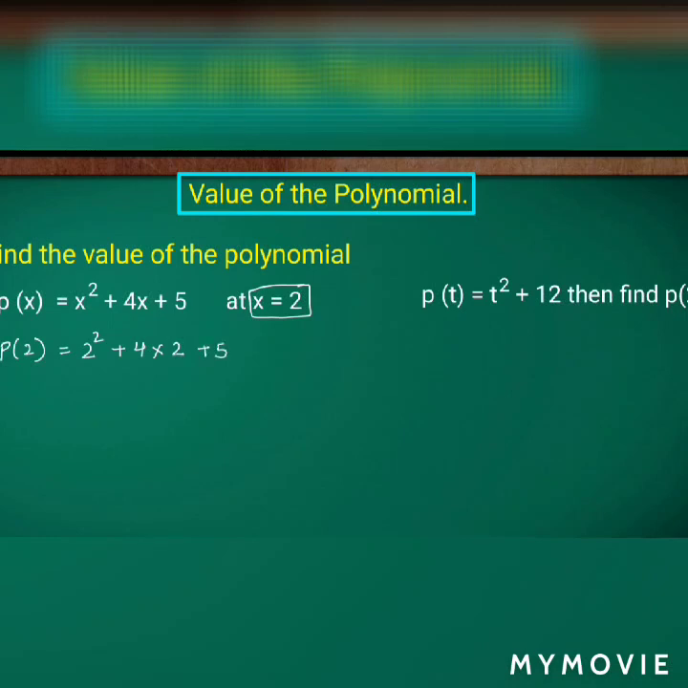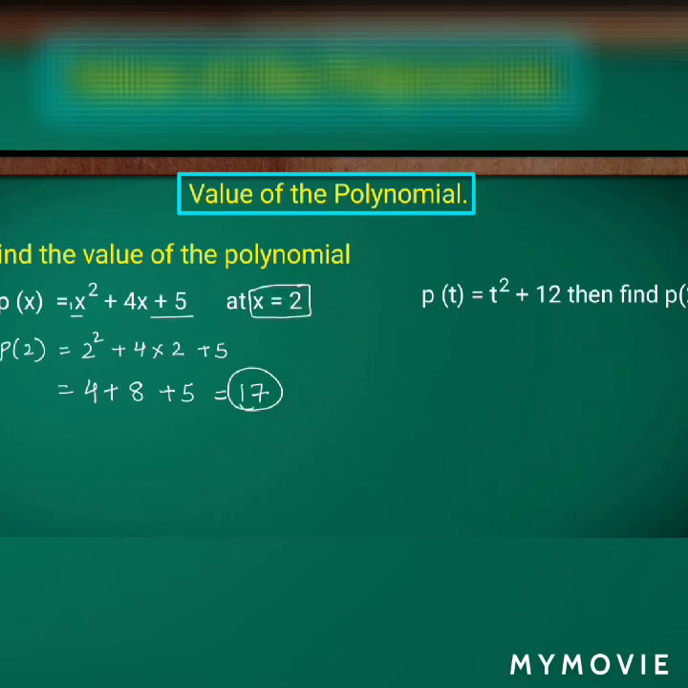By solving this, we will get the value of p of 2. 2 square is 4, plus 4 times 2 is 8, plus 5, isn't it? So 4 plus 8 plus 5. 4 plus 8 is 12. 12 plus 5 is 17. So I can say 17 is the value of the polynomial at the x equals 2 value, that is p of x equals p of 2 equals 17. So the value of the polynomial we got here is 17.